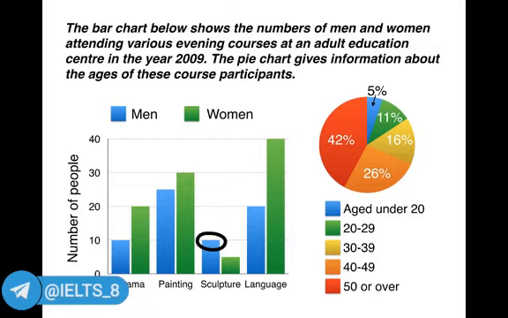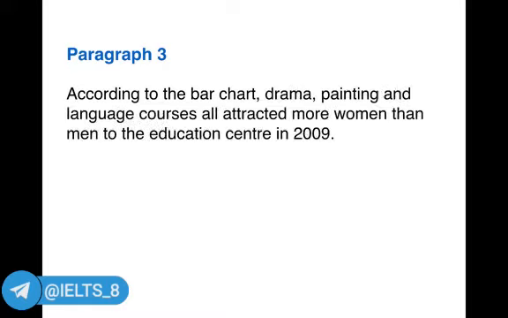Let's go back to the paragraph that I'm writing then. And I'm starting with this phrase, according to the bar chart. This shows the reader, the examiner, that I'm talking only about the bar chart in this paragraph. According to the bar chart, drama, painting and language courses all attracted more women than men to the education centre in 2009. So I've chosen those 3 courses that were more popular for women than men.